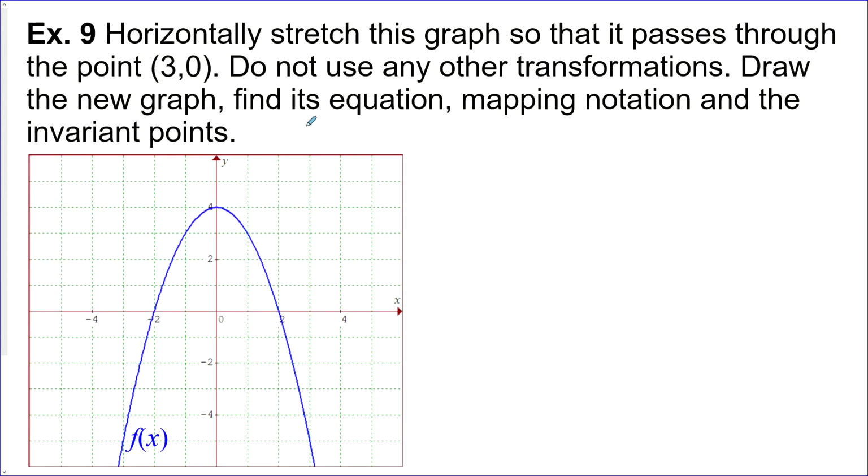We want to horizontally stretch this graph so that it passes through the point 3, 0. We can't use any other transformations, so we can't just slide it or translate it to the right 1 unit. We've got to horizontally stretch it. Now remember, horizontally stretching happens about the y-axis in this course only, so it's getting stretched this way and this way. So if we stretch this over to 3, 0, we're going to stretch this over to -3, 0. And this will not move because it doesn't get stretched at all. So our new graph will look something like this.